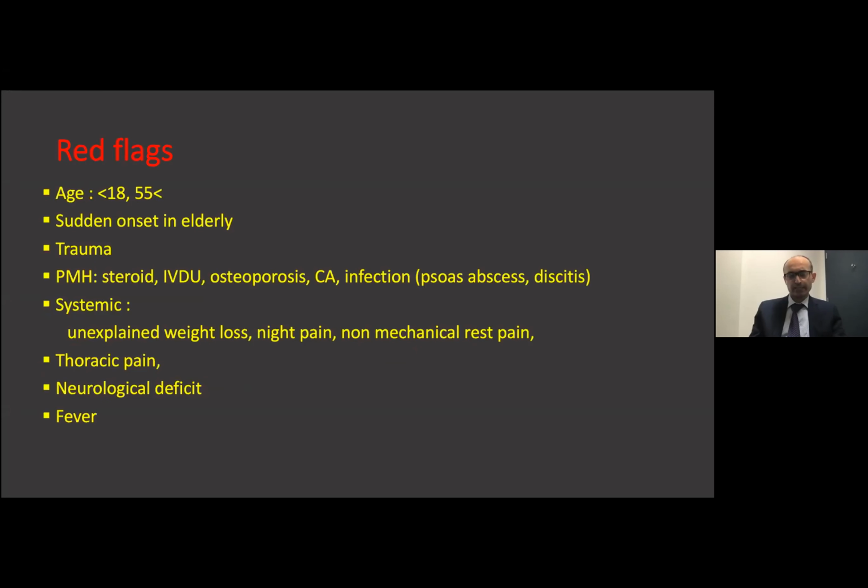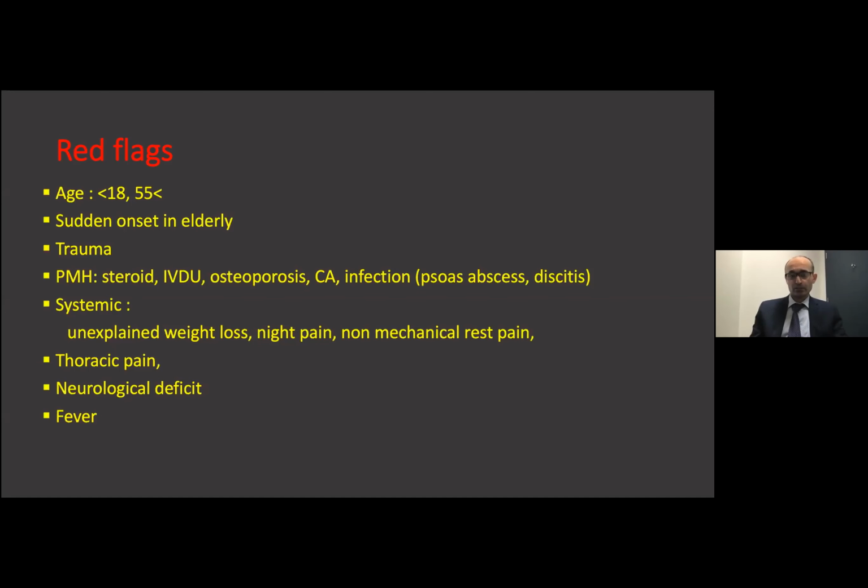Always focus on red flags. Age-wise, anyone less than 18, teenagers or kids having back pain, is a red flag unless there's a very good explanation for it. On the other hand, the elderly with back pain are more prone to other diseases such as cancer and osteoporotic fracture. That's another red flag. Anyone with a history of trauma, long-term steroid use, intravenous drug use, poor bone quality, osteoporosis, cancer, or infection can be a red flag.